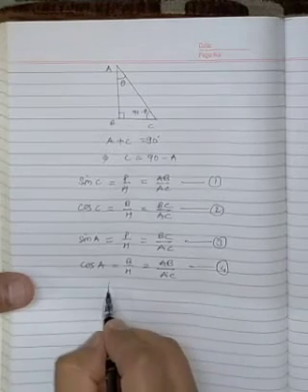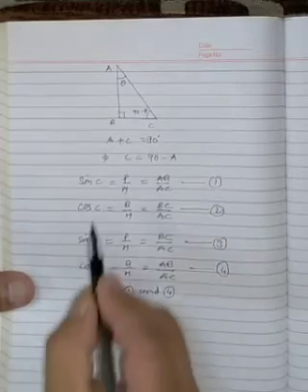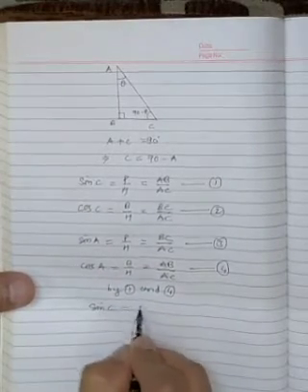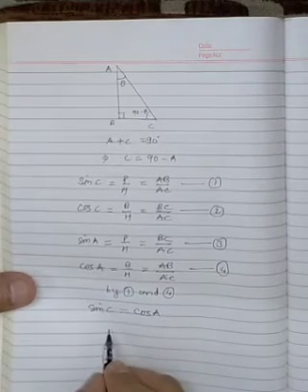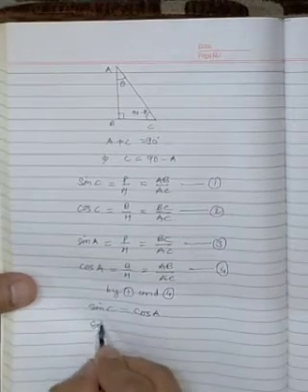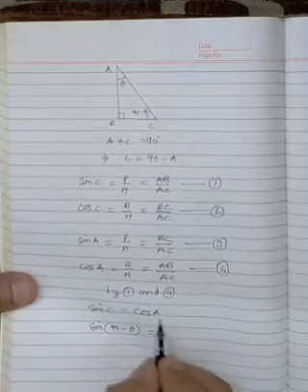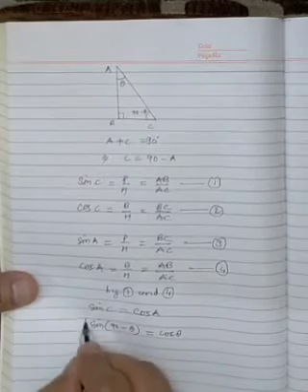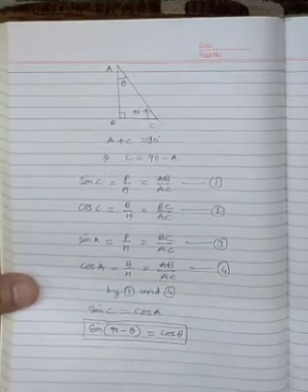That means by equation number 1 and 4, sine C is equal to cos A. And if we write angle C as 90 minus theta, so sine 90 minus theta is equal to cos A. A is equal to what? Theta. So from here you get the first relation: sine 90 minus theta is equal to cos theta.